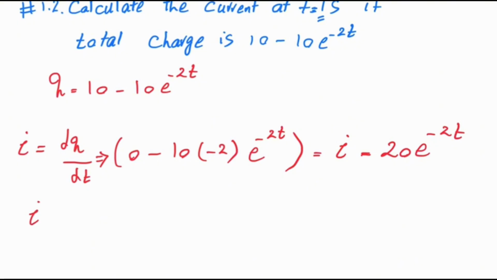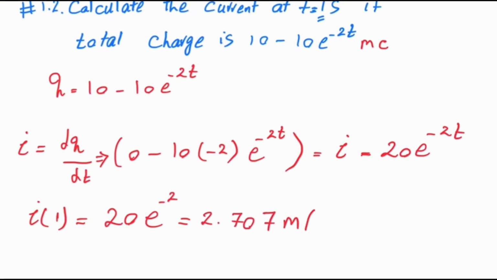It says that I want i at time 1, so this is equal to e to the power of minus 2t. I put t equal to 1, which gives minus 2. If you calculate this, and since in the question, if I'm not mistaken, the unit of q is millicoulomb, this is telling me that this should be equal to 2.707 milliampere.